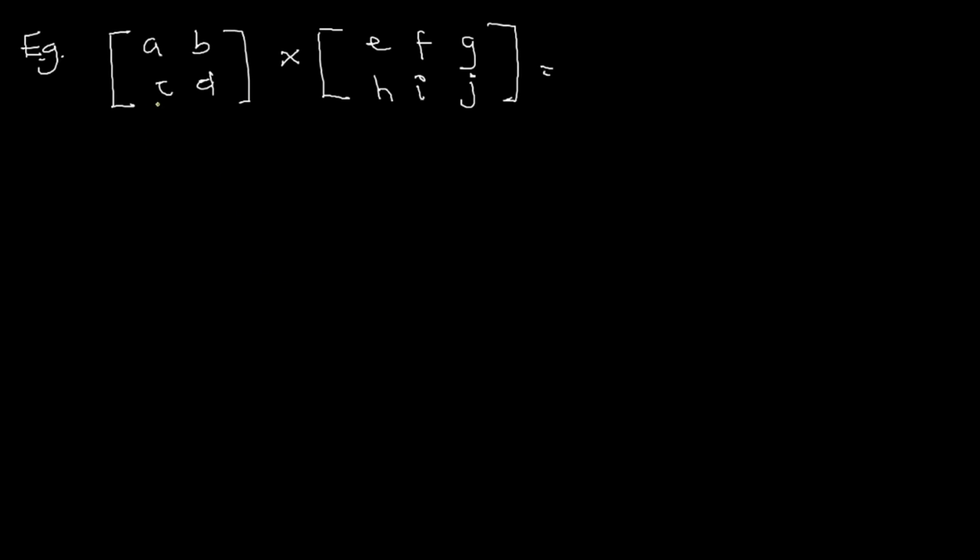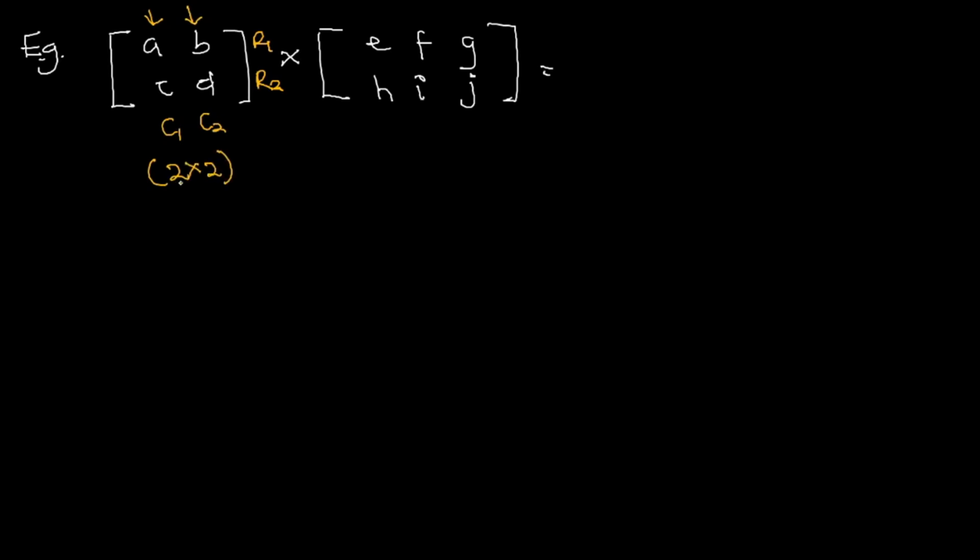So let's first of all write the order of this matrix. This matrix has two rows: row 1, row 2, that is from left to right over here. From top to bottom, those are columns, so we have column 1, column 2. So this is a 2 by 2 matrix.